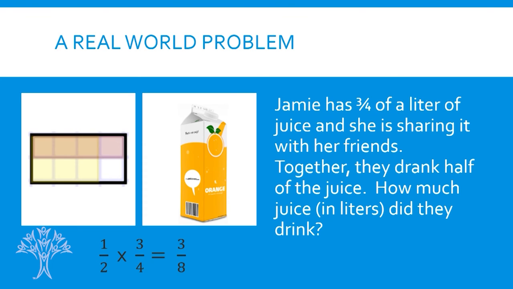Or maybe you thought about the shortcut of multiplying the numerators then the denominators. 1 times 3 equals 3, and 2 times 4 equals 8, so 3/8. Maybe you even did something different than those strategies. That's great too. I love when we solve a problem using a variety of strategies. The different models can really help us see why, for this problem, 3/8 of a liter of juice is the correct answer.